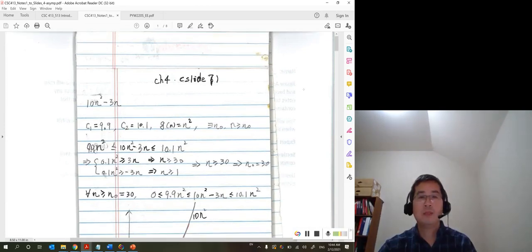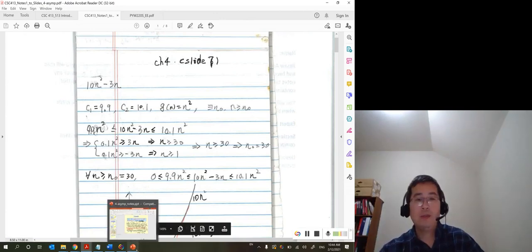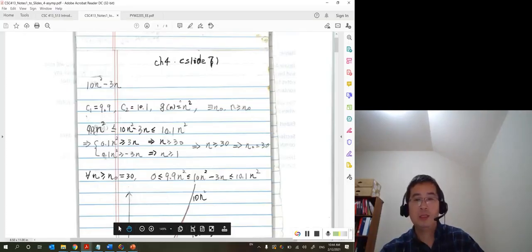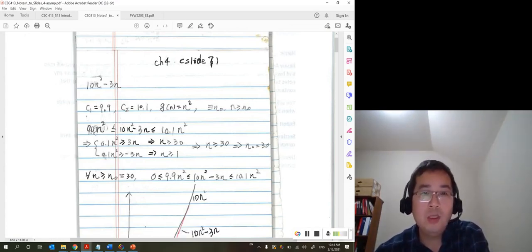So this is in fact even easier. Okay, even easier. So we have an easier one. For example, like the previous one, we have a trick. Okay, we have a trick. For example, this is 10n squared minus 3n, and you have 10 and 3. Correct? 10 and 3. So in fact, we can always choose C1 a little bit smaller, and C2 a little bit bigger. Why? Based on the definition, correct?